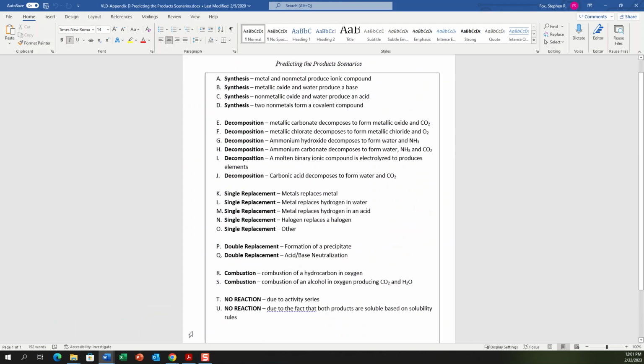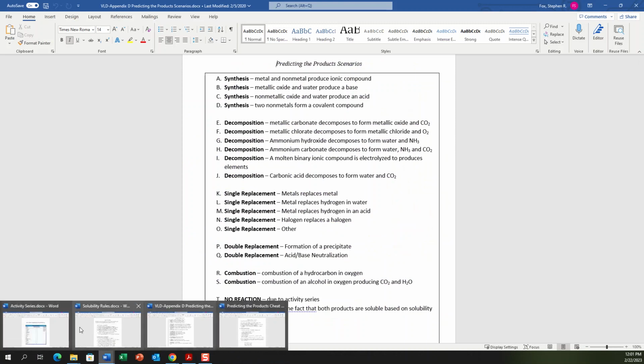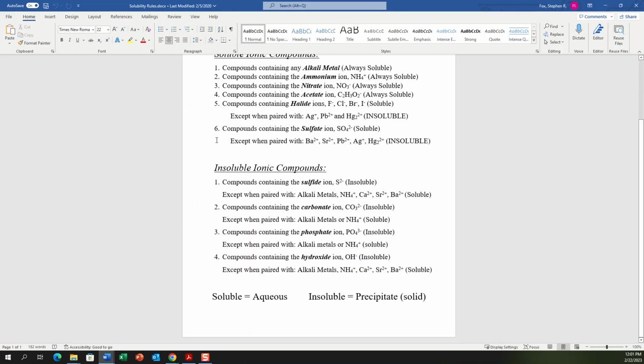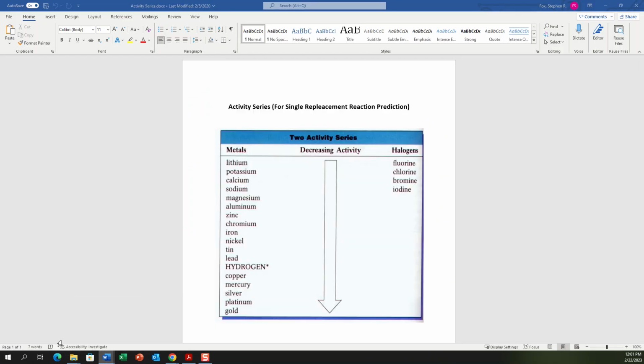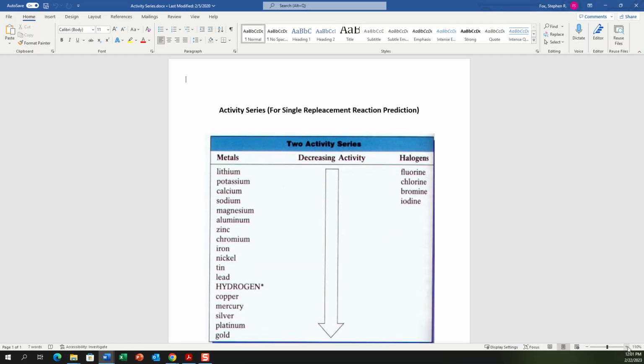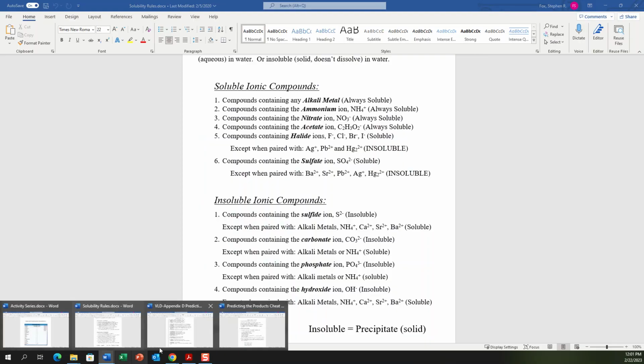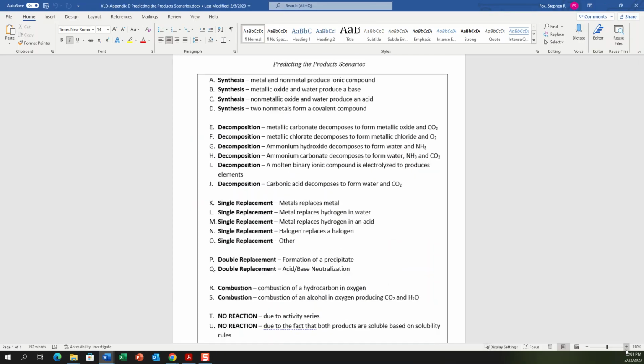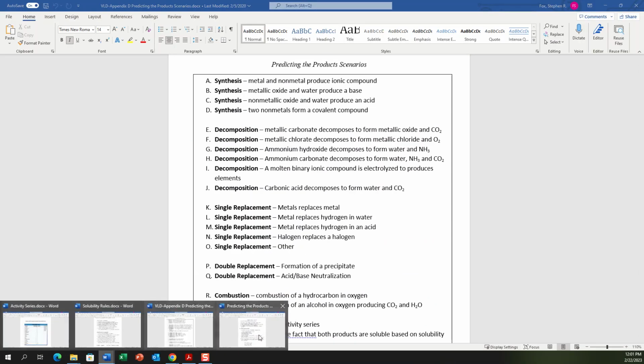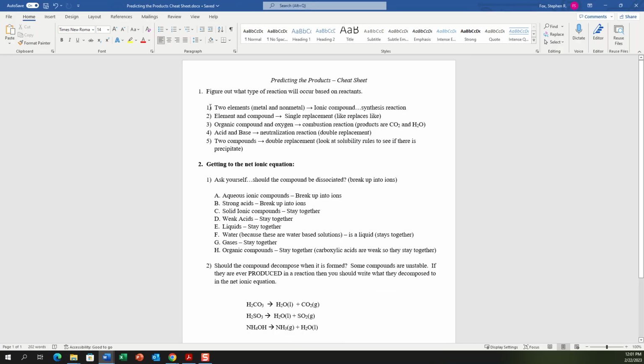Again, make sure you have your scenarios sheet, your solubility rules, and your activity series. We're going to get into when you need to use the activity series, when you need to use the solubility rules, and when you might just need to use the scenarios. The other thing you might want to have out is your predicting the products cheat sheet.